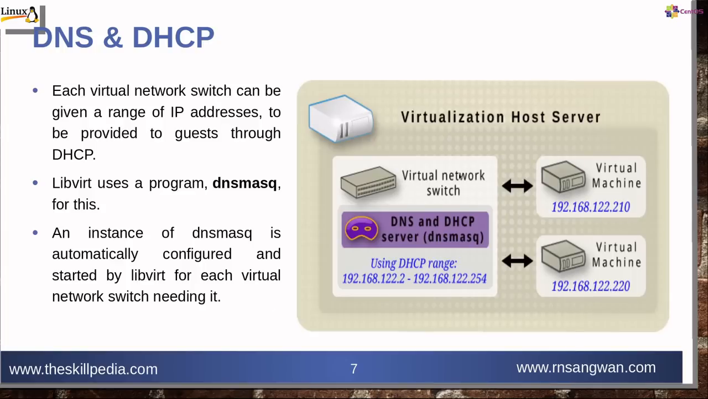So this is a virtualization host server, virtual network switch, and the DNS and DHCP server is provided by dnsmasq, and it will also give you the DHCP range, which is used to give IP addresses to the virtual machines which may need IP addresses on lease.